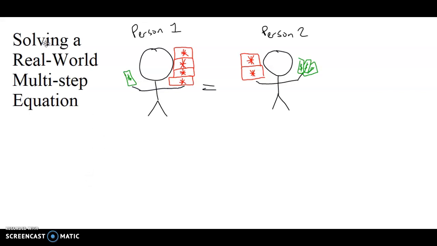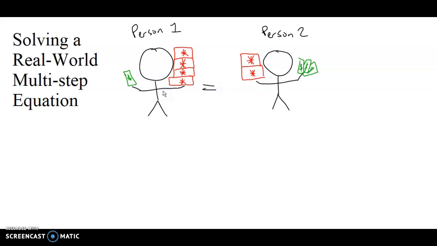Today, guys, we're going to be looking at solving a real-world multi-step equation. Right here we have person 1, and over here we have person 2. It says they're set equal to each other, so I'll give you a little story to explain what's going on. Person 1 and person 2, it's Friday, they just got paid. It's the end of the week. Both of them got paid the exact same amount, so the amount of money they have right now, leaving work, is the exact same. That's why it's equal.